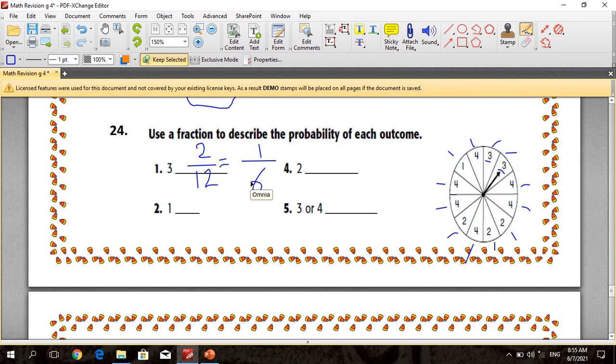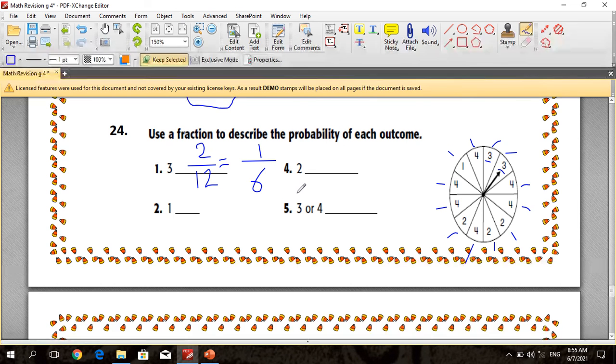To find any fraction in its simplest form, you need to divide by the same number. So the number you divide the numerator by must be the same as the one you divide the denominator by. You cannot change this number, okay?